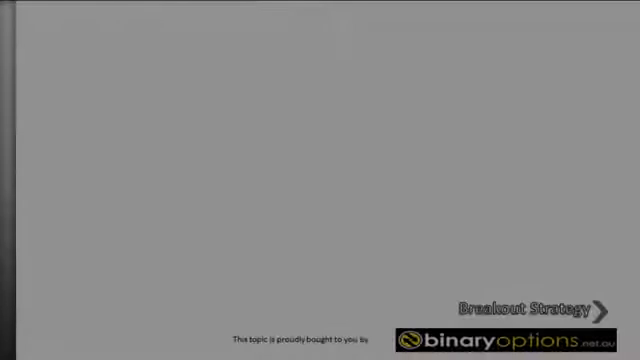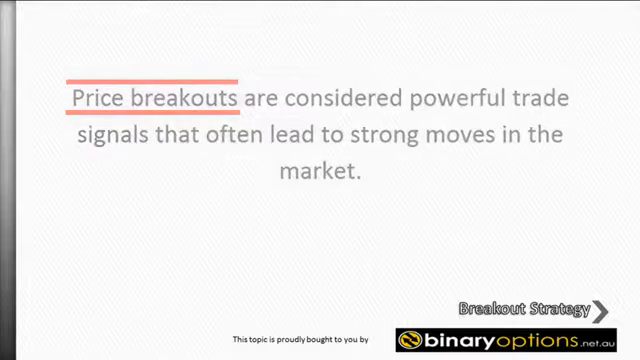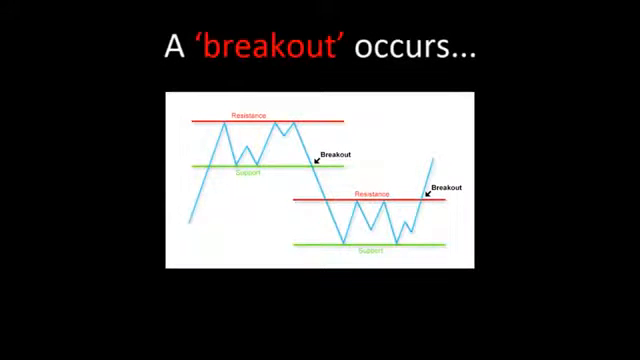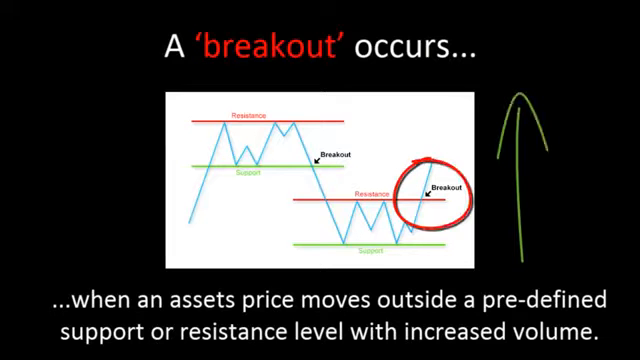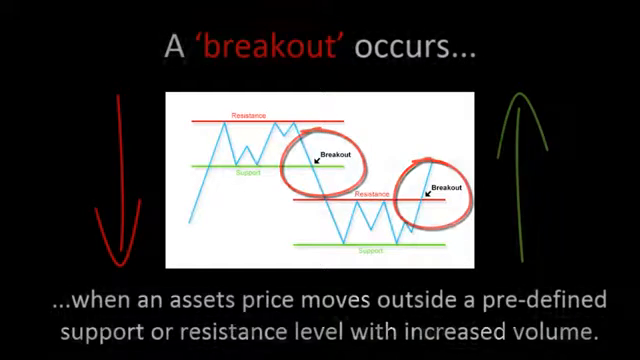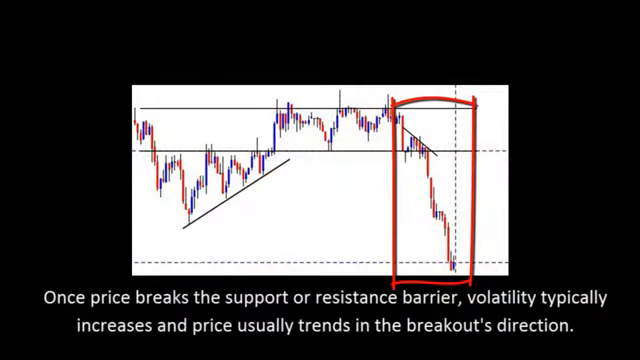Price breakouts are considered powerful trade signals that often lead to strong moves in the market. A breakout occurs when an asset's price moves outside a predefined support or resistance level with increased volume. Long positions are signaled after the asset's price breaks above resistance, while a short position is triggered after the asset's price breaks below support. Once price trades beyond the support or resistance barrier, volatility typically increases and price usually trends in the breakout's direction.